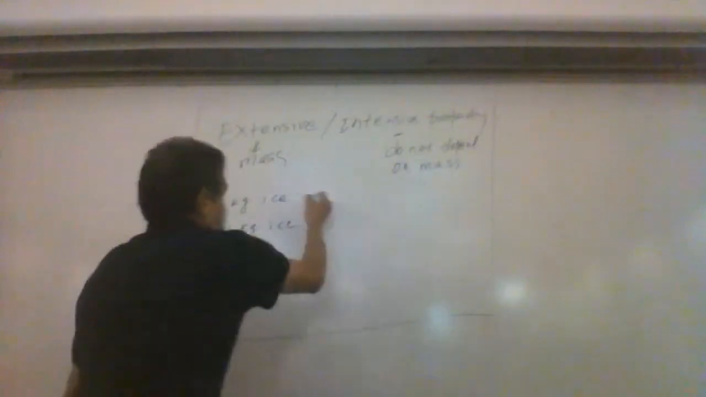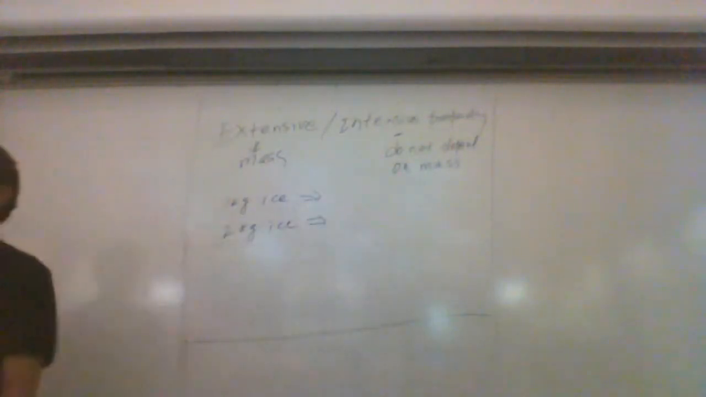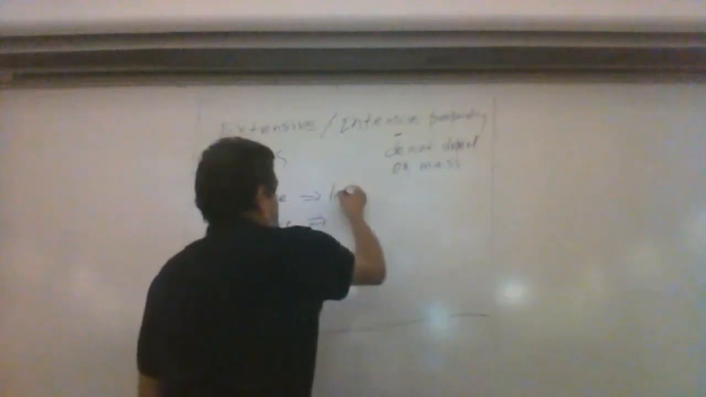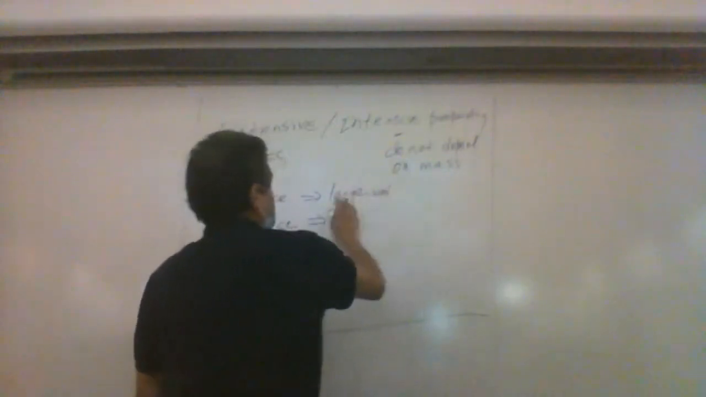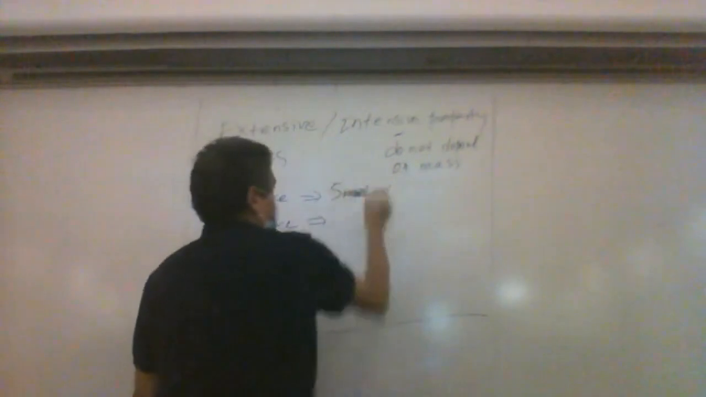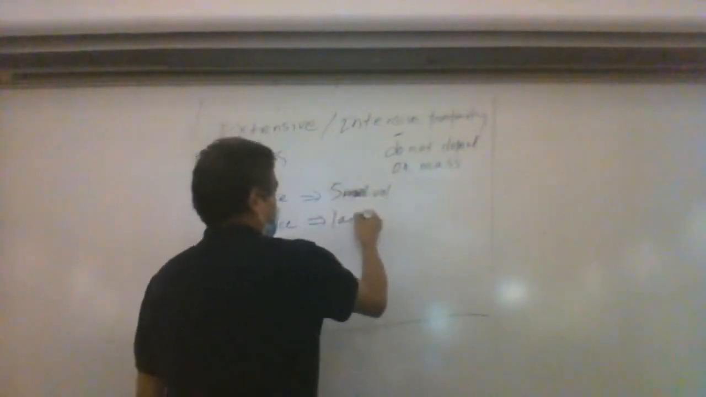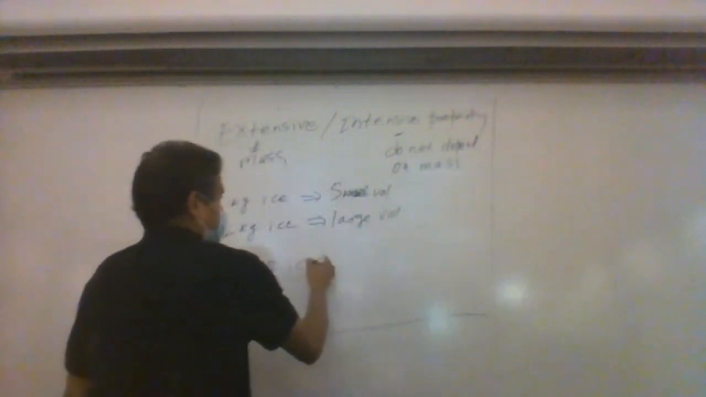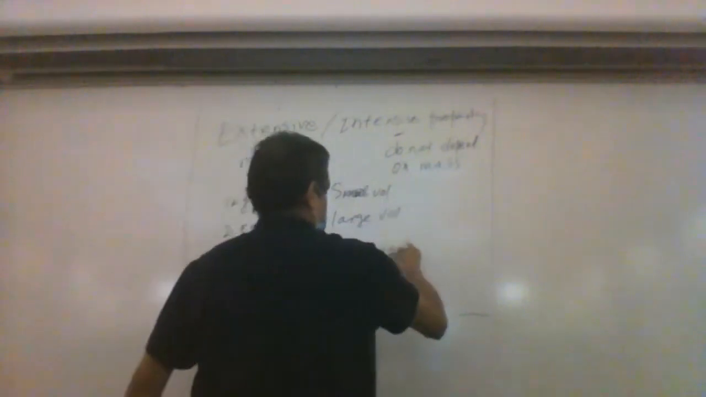You see, now measure the volume. Which has more volume? 1 kg ice has more volume or 2 kg ice has more volume? Of course, 2 kg has, right? So 1 kg is like this much, and 2 kg is like that much, right? And if it is 20 kg, it's even bigger, right? So the volume is bigger with the mass. Make sense? Great. So you see that 1 kg ice has small volume, and 2 kg ice has large volume. And if you take 100 kg ice, it has a very large volume.